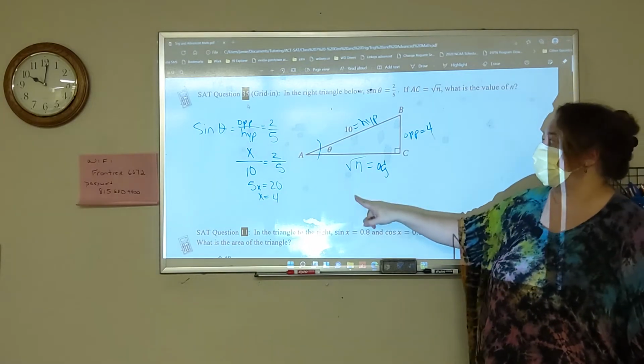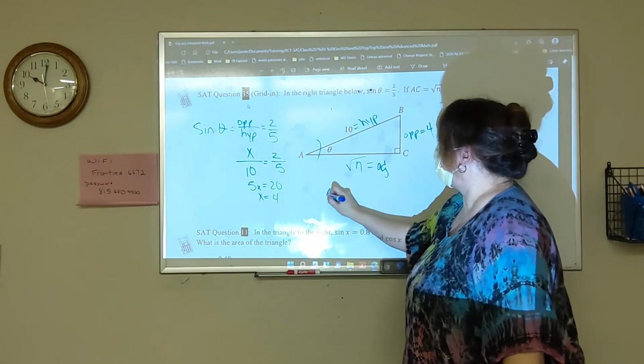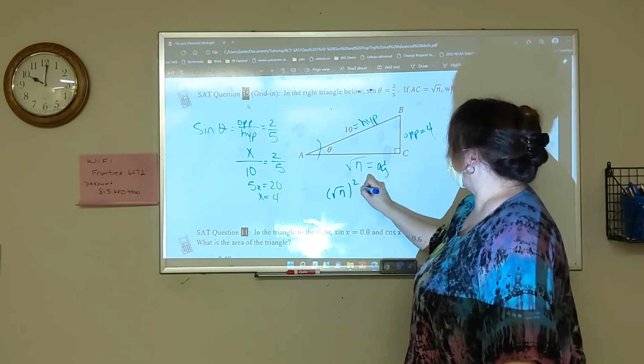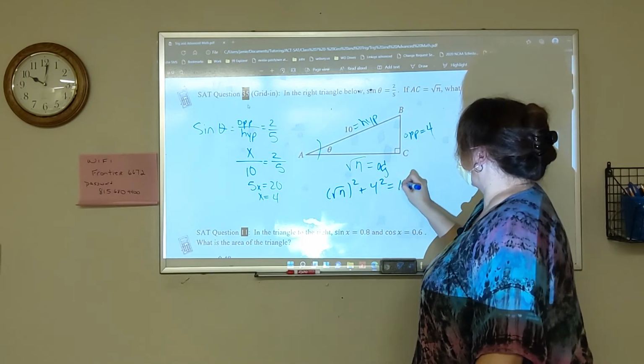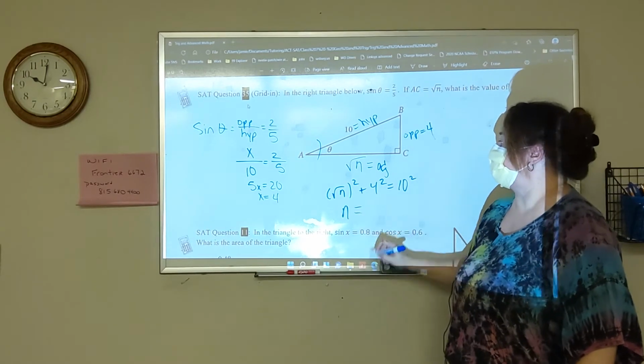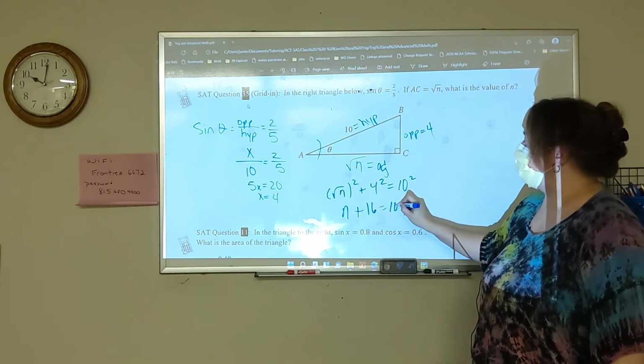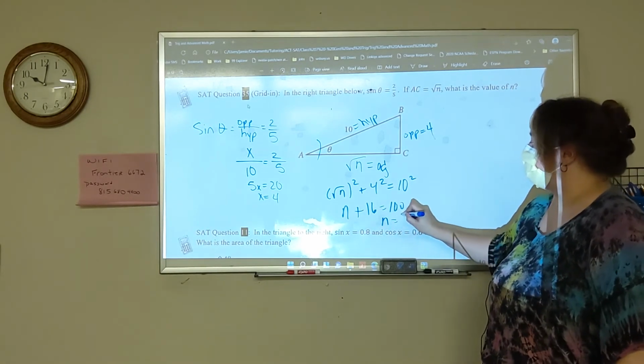Now you have 2 of your sides. You can set up your Pythagorean theorem and solve for n. So root n squared plus 4 squared should give you 10 squared. Root n squared is just n. Plus 16 gives you 100. So n is 84.